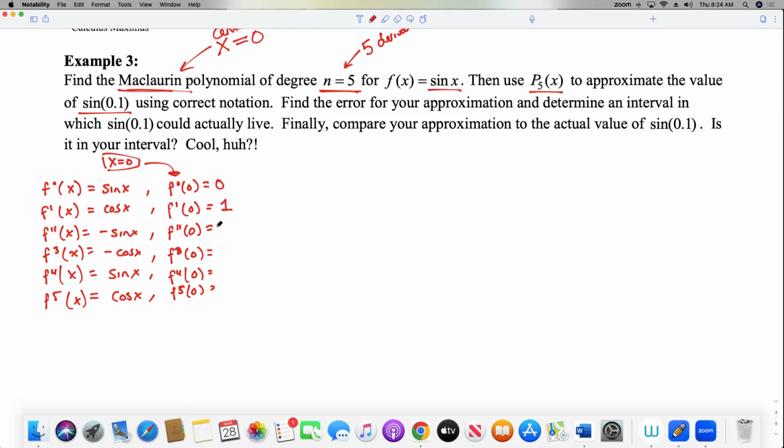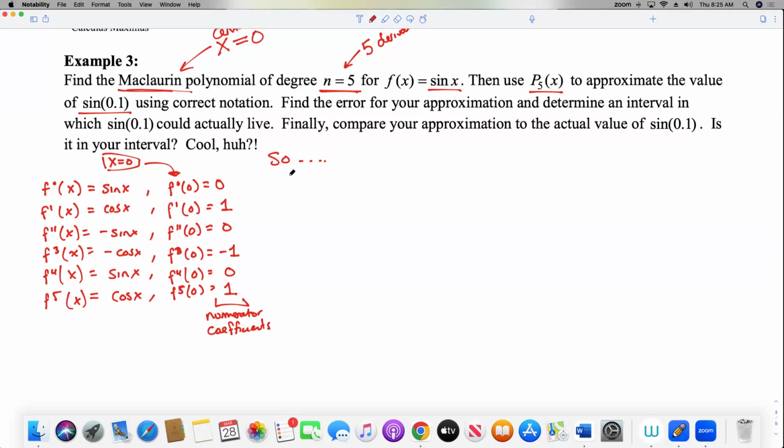All right, negative sine of 0 is 0. Negative cosine of 0 is negative 1. Sine of 0 again is 0. Cosine of 0 is 1. So these right here are my numerator coefficients. Don't forget about the factorial on the bottom of my Taylor approximation. So now that I have all of my values, it's just a plug and chug.